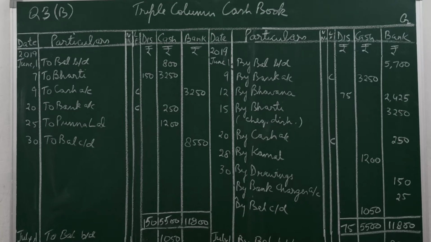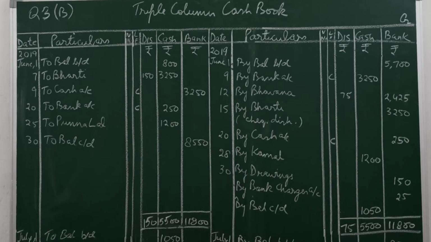Ledger folio, not journal folio but ledger folio. Why? Because from here you will open the respective ledger accounts like Bharti's account, Pannalal's account, Bhavna's account, Bharti, Kamal, drawings, bank charges, discount allowed, discount received. So the page on which these respective accounts are opened will be written here in the column ledger folio.